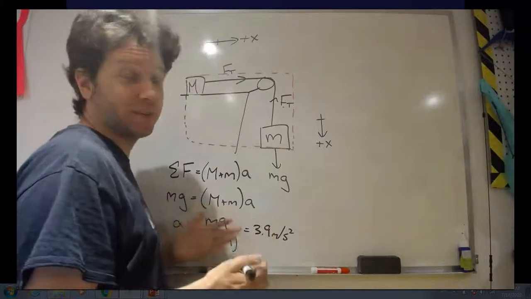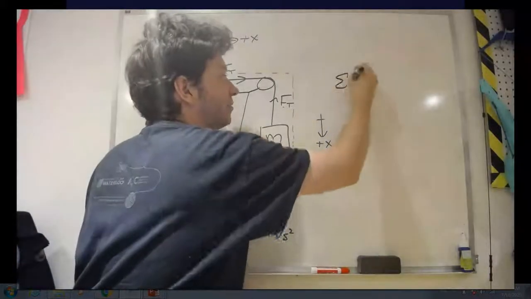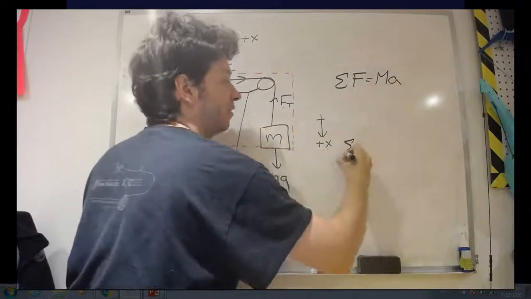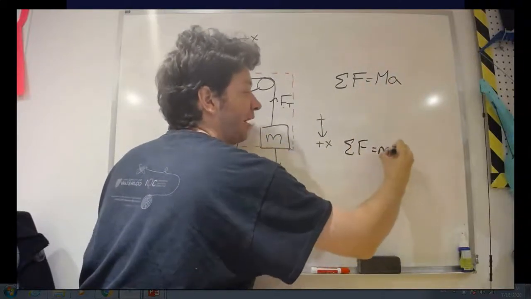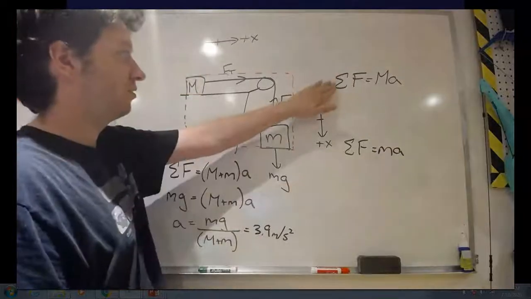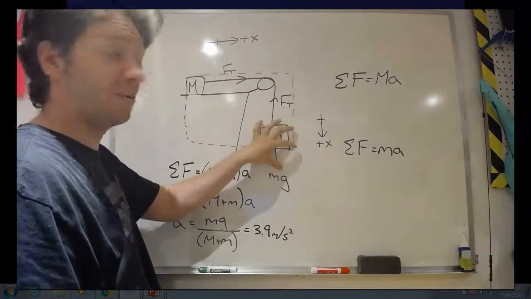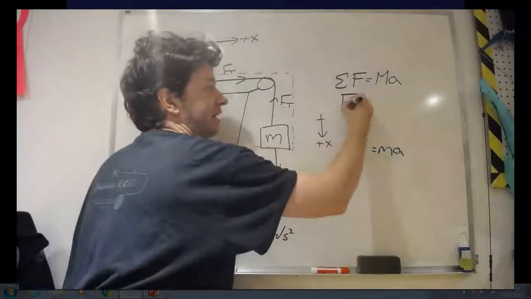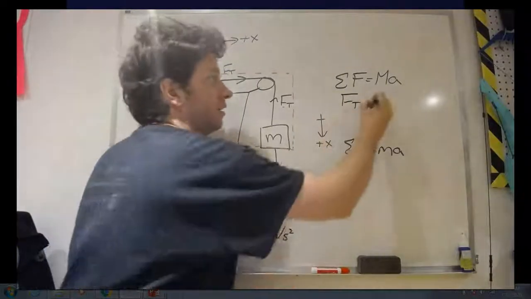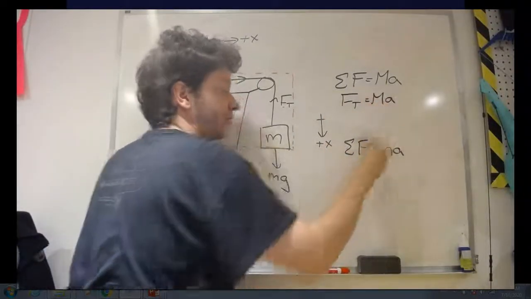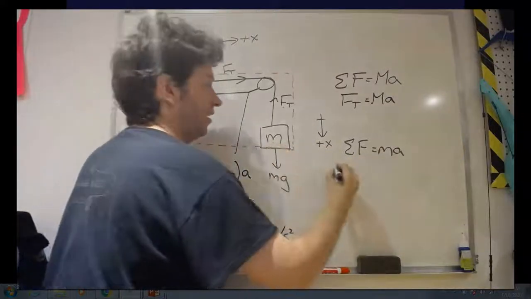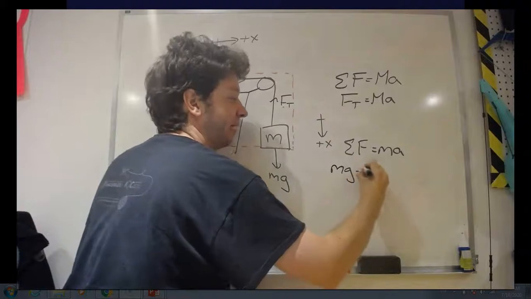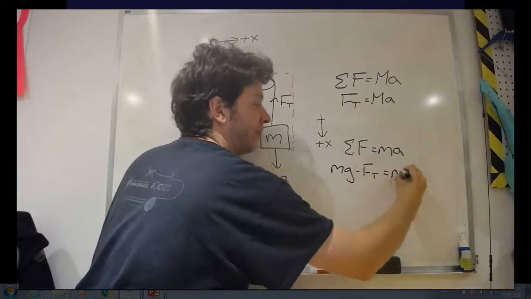Let's consider them separately. So let's do the sum of all forces equals big MA, and the sum of all forces equals small ma. So we're going to apply Newton's second law to our large mass and then again to our small mass. To our large mass, the only force acting on it in our x direction is tension, which equals Ma. For our small mass, we have gravity, which is in our positive direction, mg, and then minus tension, which equals ma.